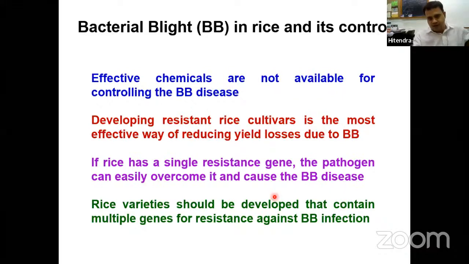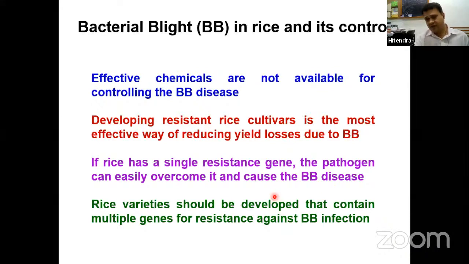Okay, and there are multiple resistance genes for bacterial blight disease resistance. And if we transfer just one gene, maybe it will be resistant for one strain of the pathogen. Also, you should notice that there are hundreds of different strains of pathogen.